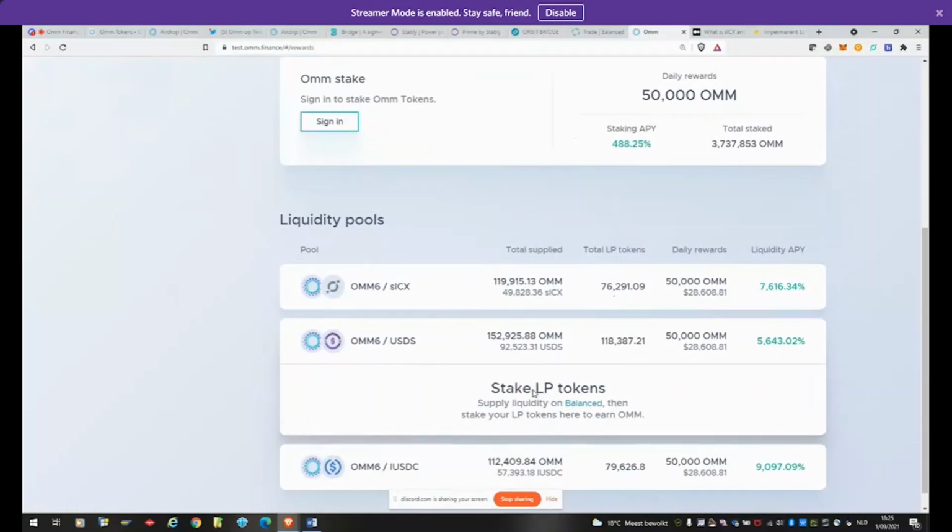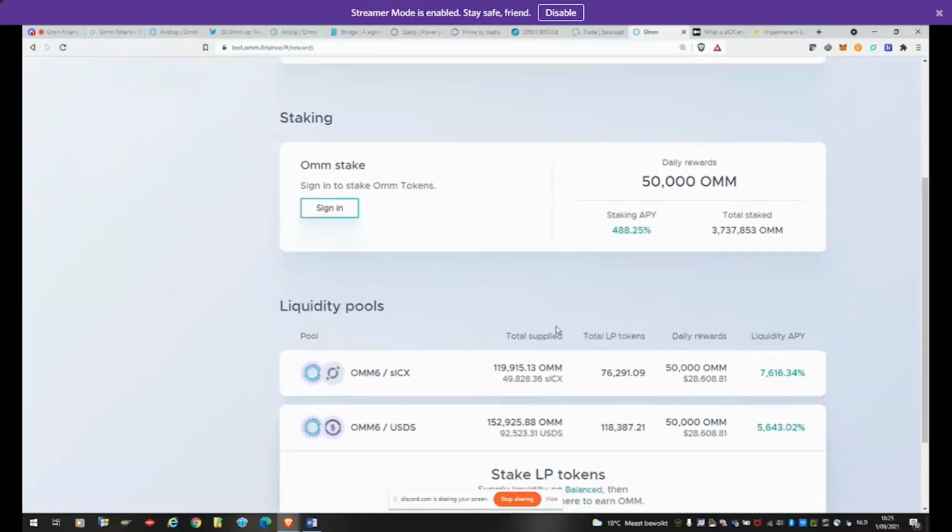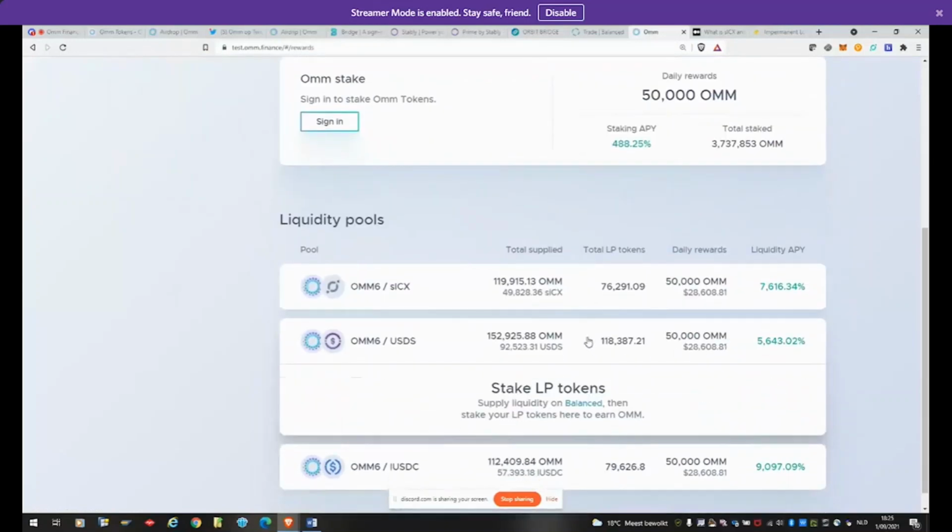And again, like anything else, like staking for example, you have a slider and you slide it to the max that you want to stake, and only then will you be earning OMM for providing liquidity. So do not forget to stake your LP tokens. Let me see what's next.